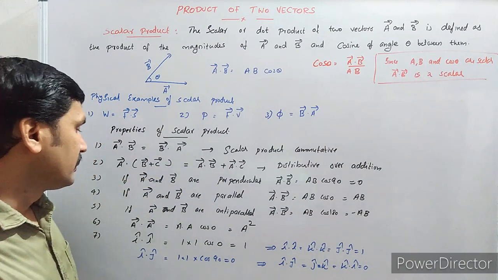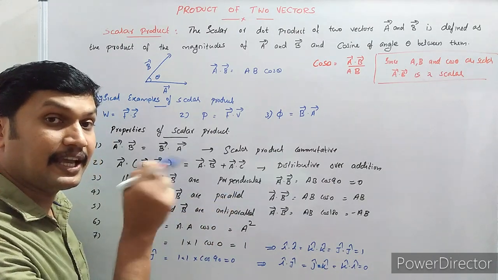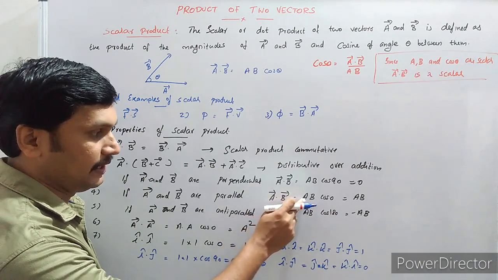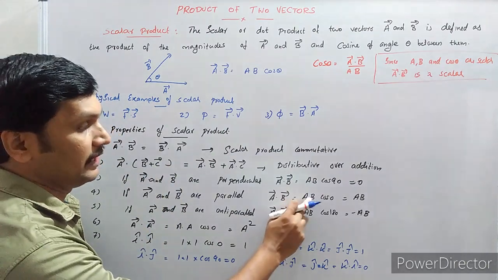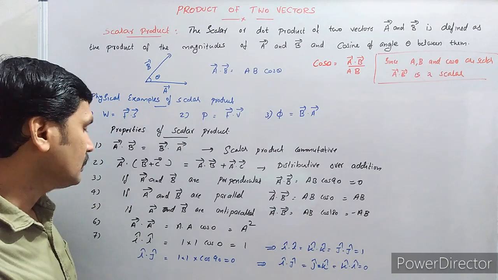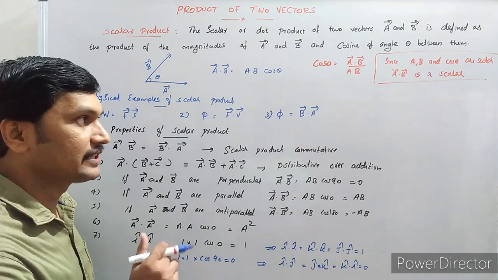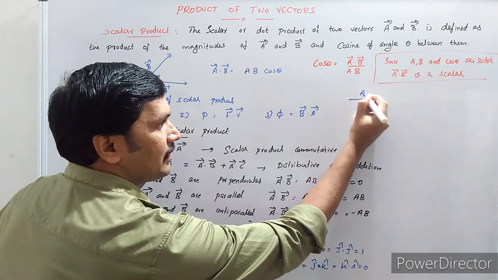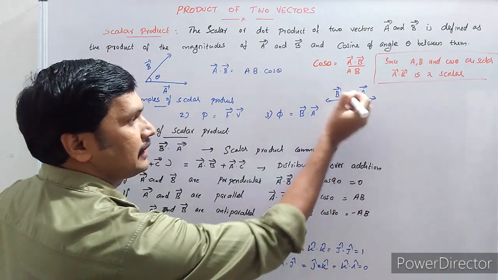Then if two vectors A and B are parallel, what is A dot B? A dot B equals AB cos 0. The angle between two parallel vectors is 0. So AB cos 0, and cos 0 is 1, so A into B. Then, if two vectors are anti-parallel, anti-parallel means this is vector A and this is vector B, vectors A and B are anti-parallel.